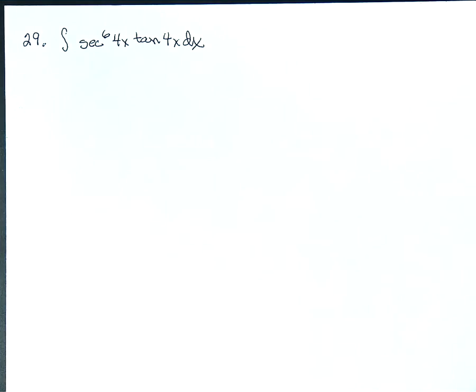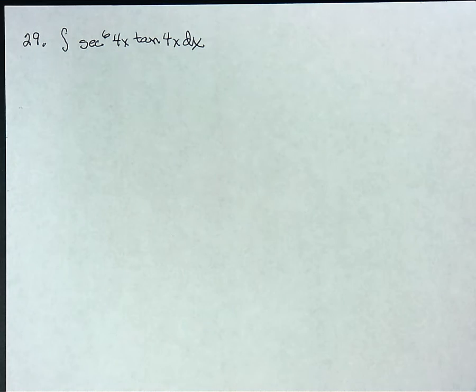Tell me how you rewrote it. I did secant to the fourth 4x, tangent 4x, and then I kept the secant squared as like, this is going to be the derivative of it. Well, that's not the first thing that crosses my mind, but I wonder if there's just a different way to do it, and if so, where you made your mistake. I'm going to try your way, and if we can't make it work out that way, then I'm going to show you what I did.